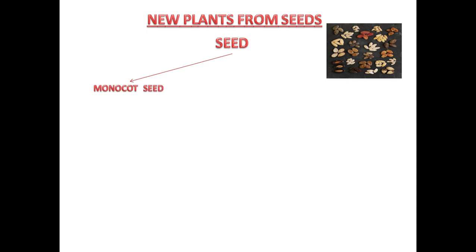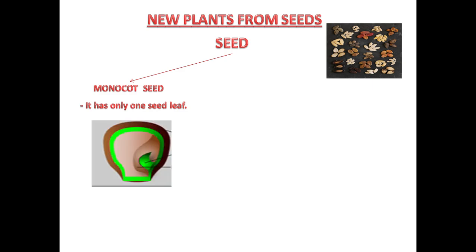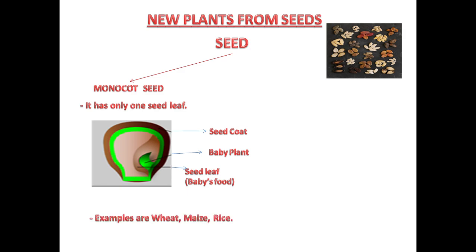First is monocot seed. It has only one seed leaf. See the picture of monocot seed. Now I will show you its parts. This is its seed coat. This is the baby plant. And this is the seed leaf. Now, the seed leaf is the food of the baby plant. As long as the baby plant does not grow green leaves, it depends on the seed leaf. Examples of plants having monocot seed are wheat, maize and rice. Here you can see the pictures of wheat, maize and rice seeds also.